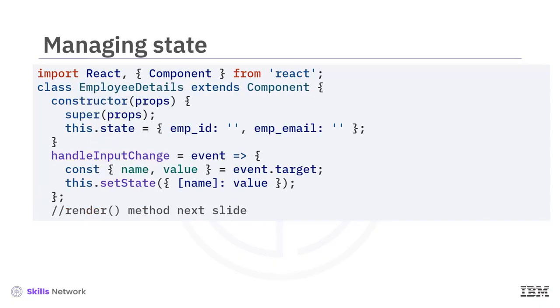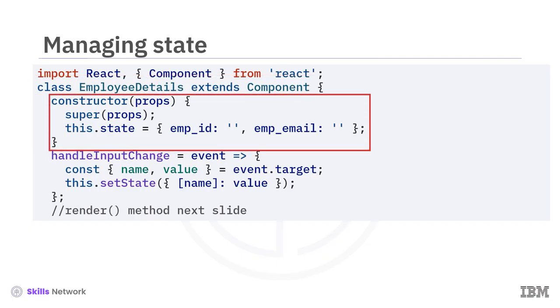State management is a crucial aspect of React class components. State represents the data the component needs to render and respond to user interactions. You can initialize the state in the constructor using this.state and update it using this.setState. You can manage the state in a class component as shown in the code. The code defines a class named EmployeeDetails that extends the Component class provided by React.